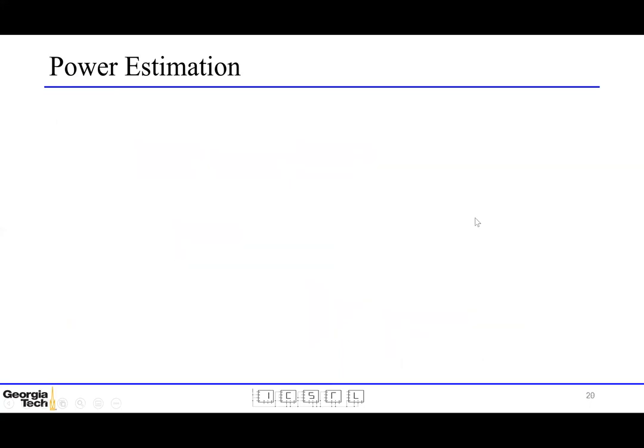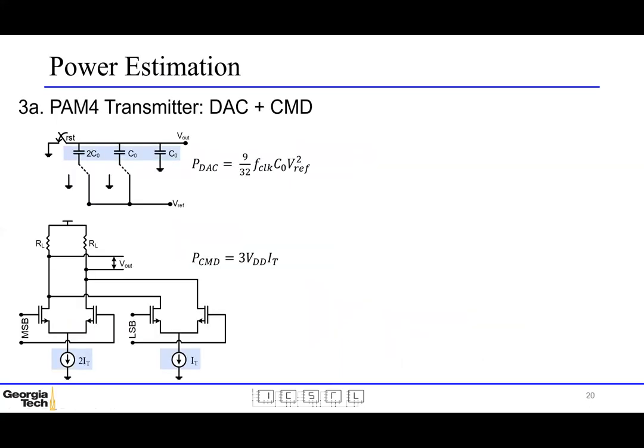Coming to the PAM4 systems, for the PAM4 transmitter, we have the digital to analog converter. The DAC is a simple binary weighted capacitive array, and the capacitive switching is the key component of power consumption. Assuming equal probabilities of zeros and ones, the power of the DAC is given by this expression. The current mode driver consists of two binary weighted current sources of tail currents, I_T and 2 I_T, and its power is given by this expression, 3 VDD times I_T.